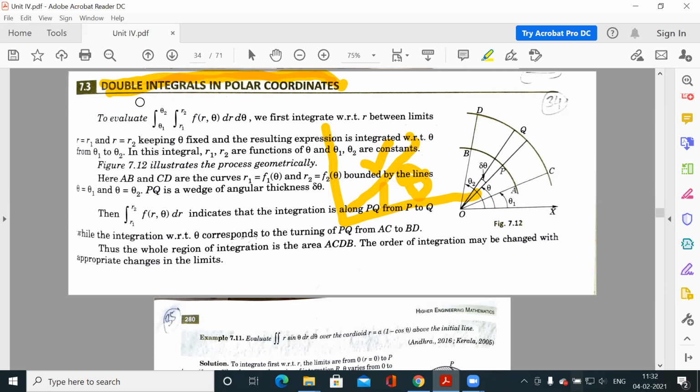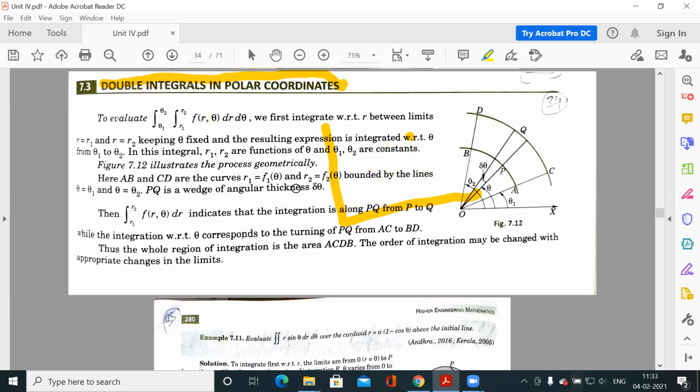Today's topic is double integrals in polar coordinates. So there is no difference. The only thing is that up to now we were integrating a function of two variables x and y. Now we have a function of r and theta.